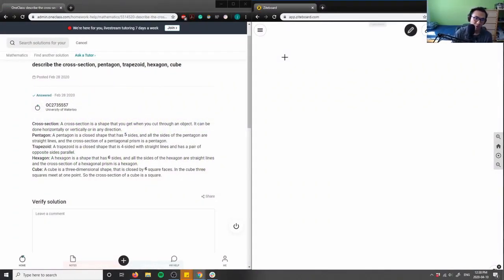It says, describe the cross-section, pentagon, trapezoid, hexagon, and cube. So this is a definition kind of question. So I'm not really going to write something down. I'm just going to look at the solution here and try to figure out what the answer is. So these are all definitions. There's definitely not math in this case. It's just more logic, and this is, again, a geometry type of question.